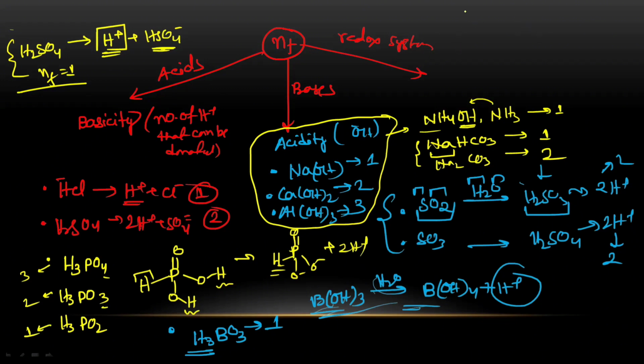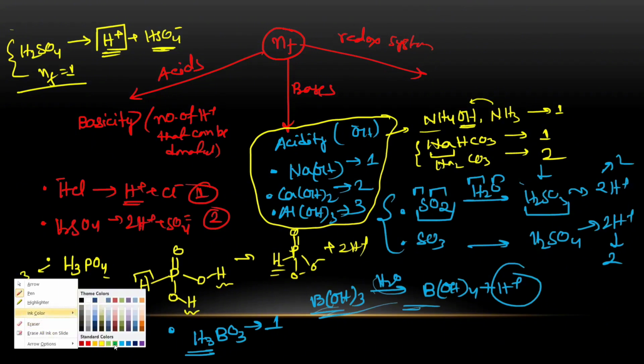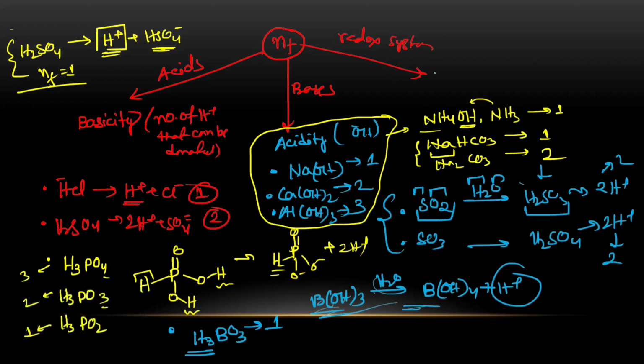Now redox system. For any redox system, mark my word, N factor will be the number of electrons, nothing but the number of electrons. Suppose for any redox process, Fe is getting converted to Fe3 plus. How many electrons have exchanged? We know iron has lost 3 electrons, so it is a 3 electron process. So here N factor will be 3. Suppose Fe2 plus to Fe3 plus. So here 1 electron is getting exchanged. So here N factor will be 1.